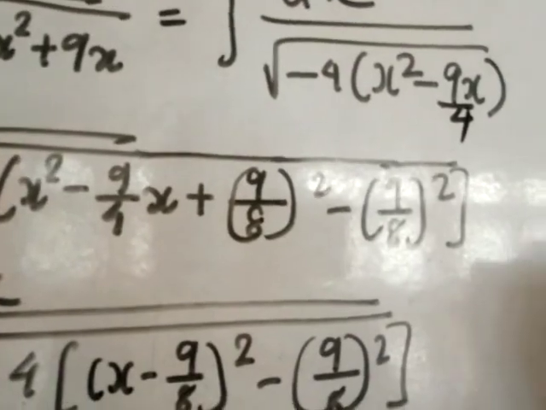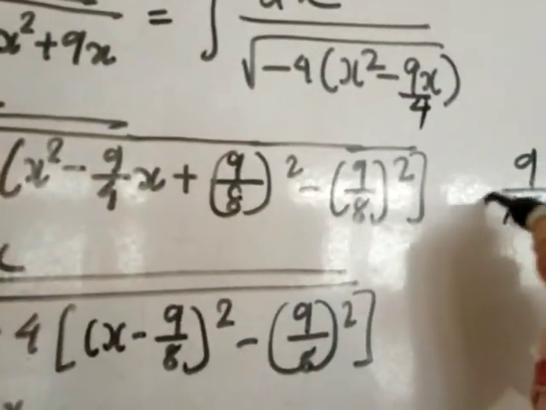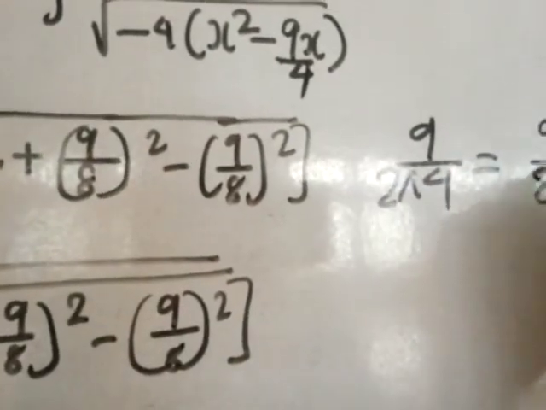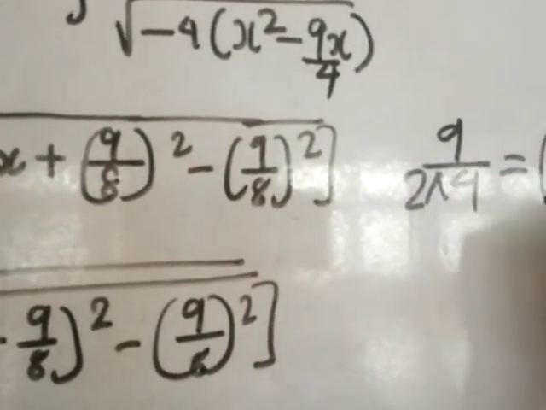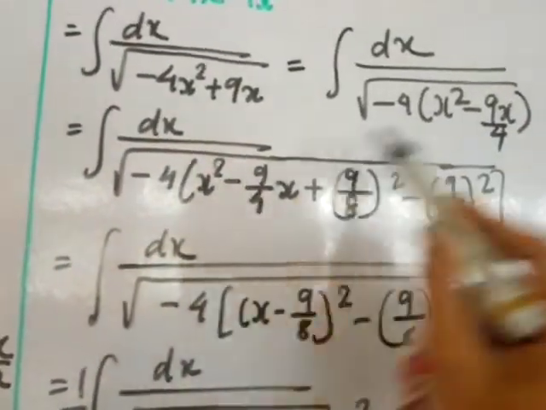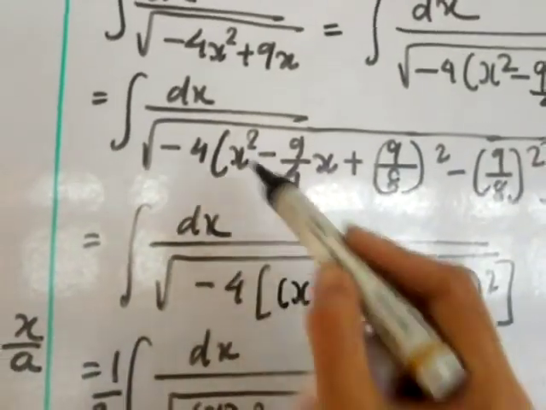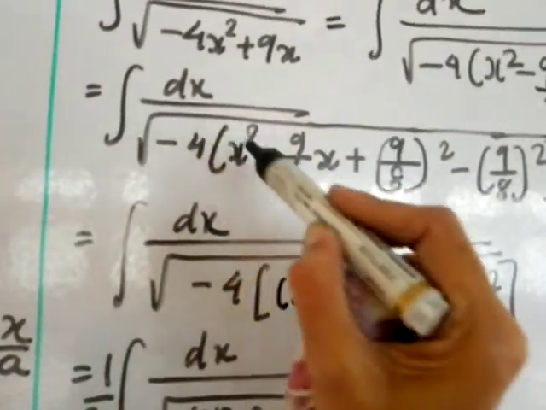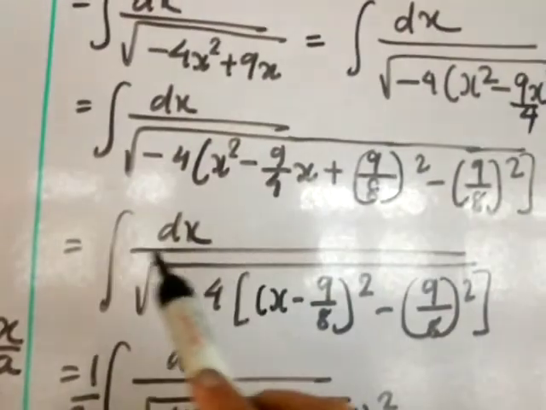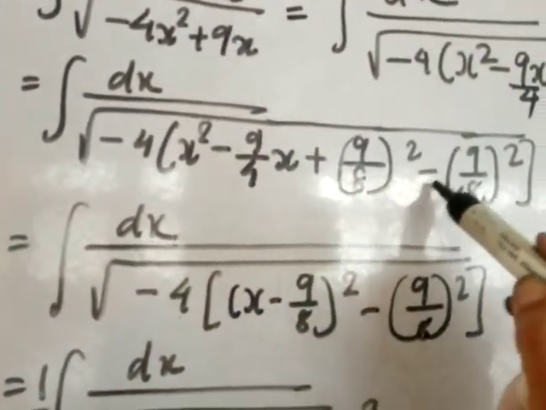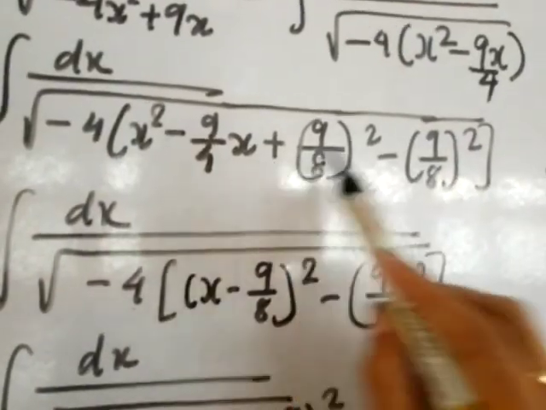So the coefficient of x, 9 by 4, you divide by 2. Here you cannot cut, so you get 9 by 8. Then the square of this term you have to add and minus. So I have x square as it is, minus 9 by 4x. Why this 9 by 4? Because I am taking 4 common. If you multiply inside, you will get 9x as it is. Now I will add 9 by 8 whole square minus 9 by 8 whole square. We are adding, so you have to subtract.